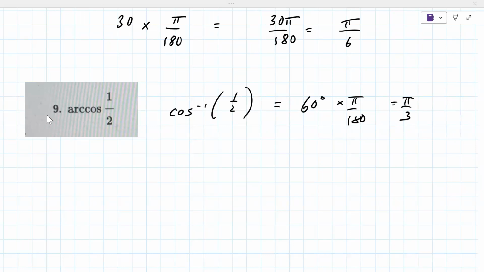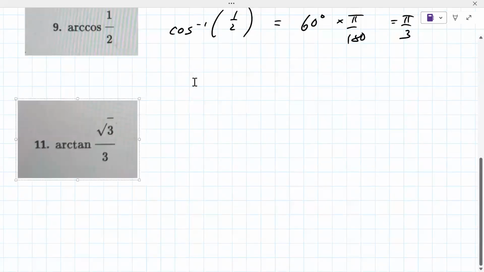Your calculator should have an arc tangent of that. So if you want to grab your calculator again and do the same thing. Pi over 6. So you're getting the hang of this.